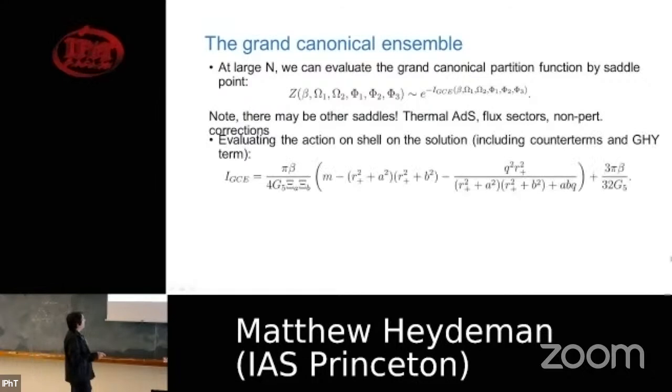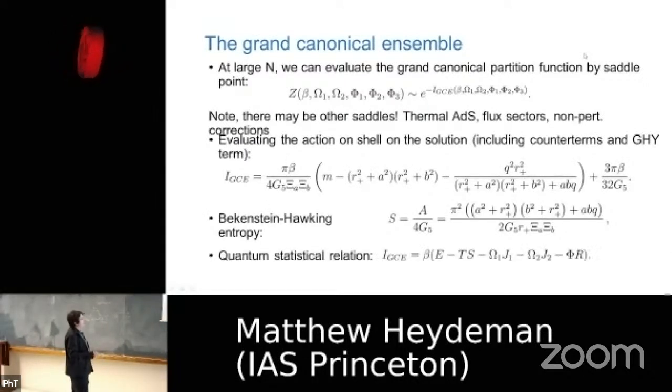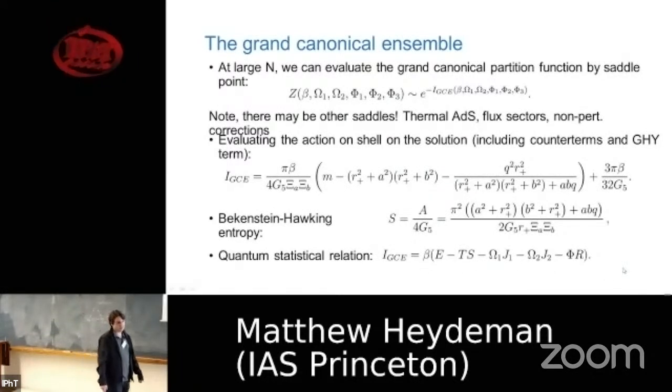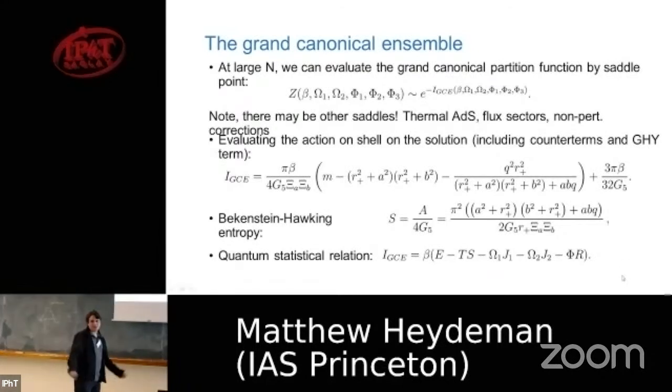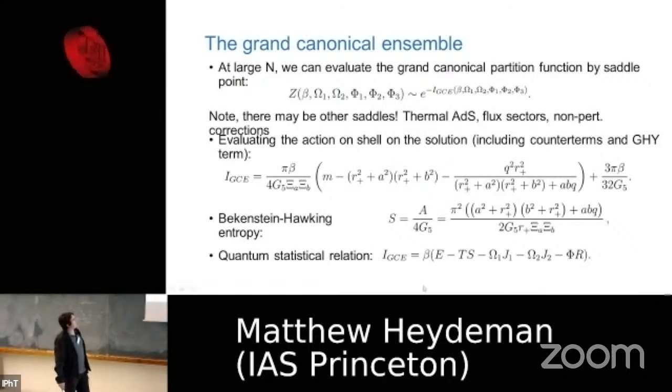When we evaluate the on-shell action, using the Bekenstein-Hawking formula, you can get an expression for the action. And when you plug in all those charges and potentials, you end up getting this quantum statistical relation: the on-shell action in supergravity evaluates to this particular combination of potentials. This is just the statement that black hole thermodynamics works. And we'll use this grand canonical action.